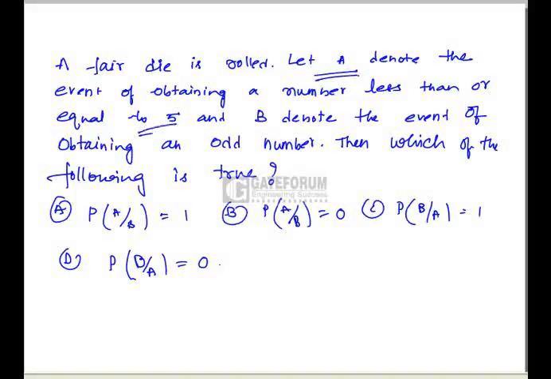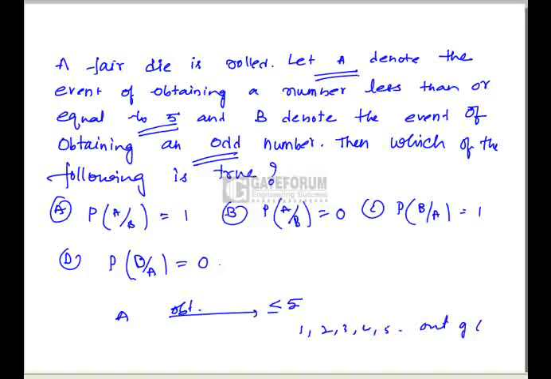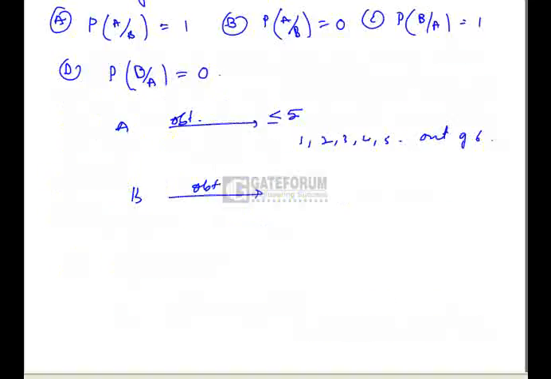A die is rolled, where A denotes the event of obtaining a number less than or equal to 5, whereas B is the event of obtaining an odd number. Then we have to check which of the given options is correct. Now A is an event of obtaining a number less than or equal to 5. So there are totally 5 chances, it could be 1, 2, 3, 4, 5 out of 6 chances. And B is an event of obtaining an odd number. Odd number can be 1, 3, 5. So there are 3 chances out of 6 chances.